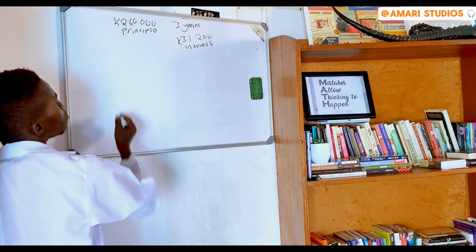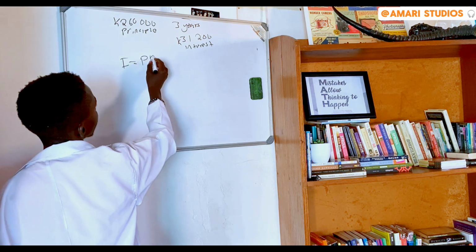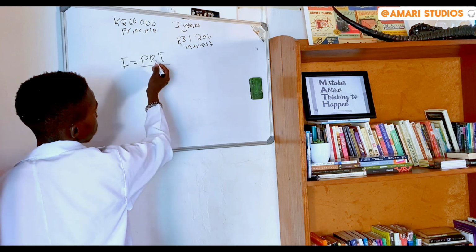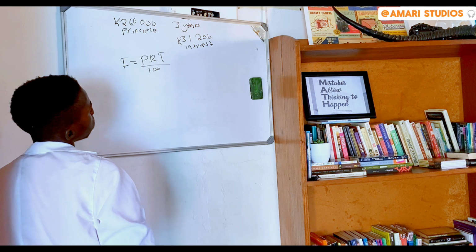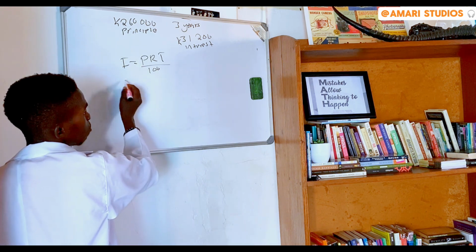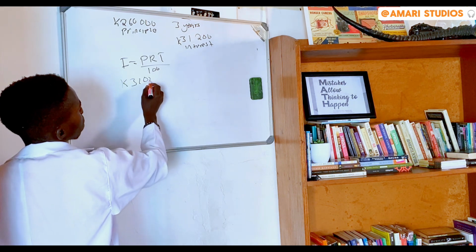Now the formula that we are going to use says simple interest is equal to P, which is principal, times rate times time. We want to find the rate of interest, that is what the R is representing there. The whole lot of that is divided by 100. So now, where there is simple interest, replace with simple interest, which is 31,200.